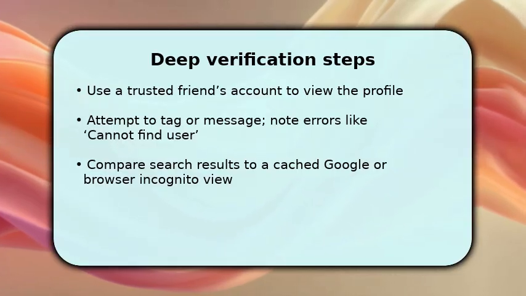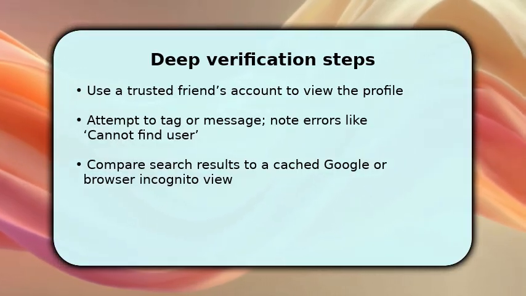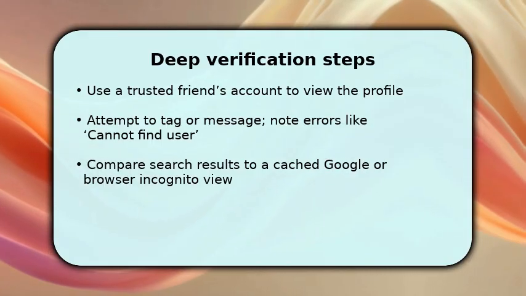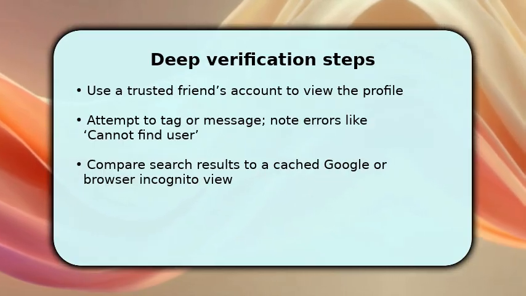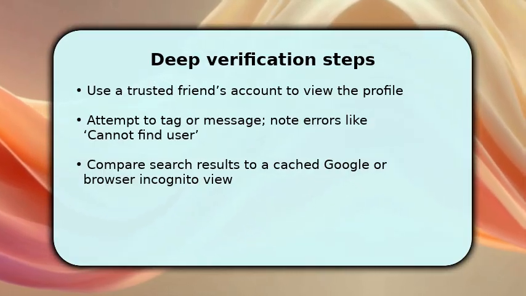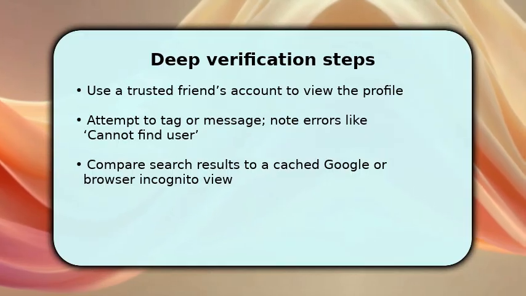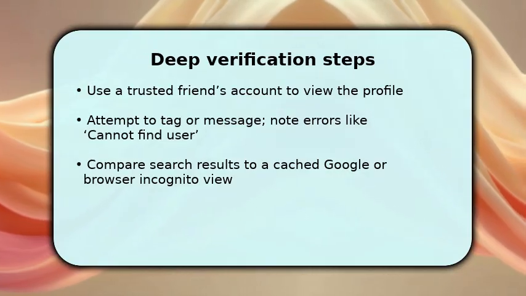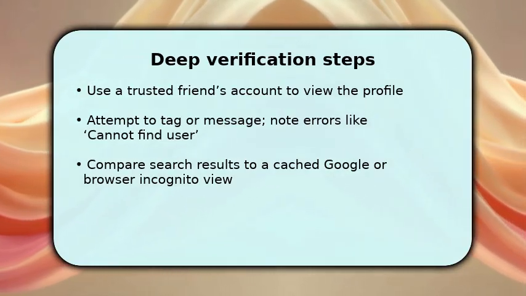Make a controlled test. Try tagging the person in a comment and observe the error message, or send a quick Messenger note and watch delivery status. Also, check a cached Google result or open Facebook in incognito to rule out local account or app issues. These steps separate block from deactivation or visibility settings.